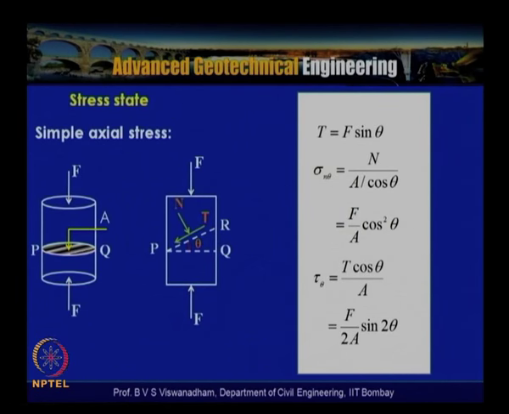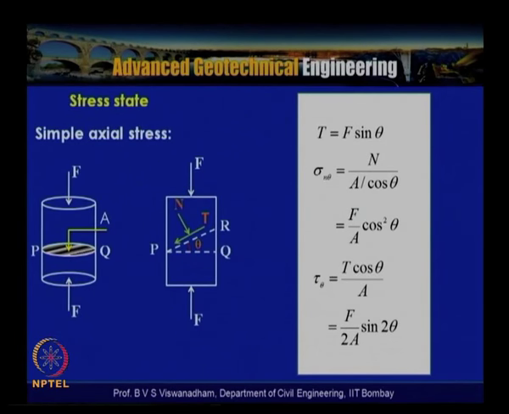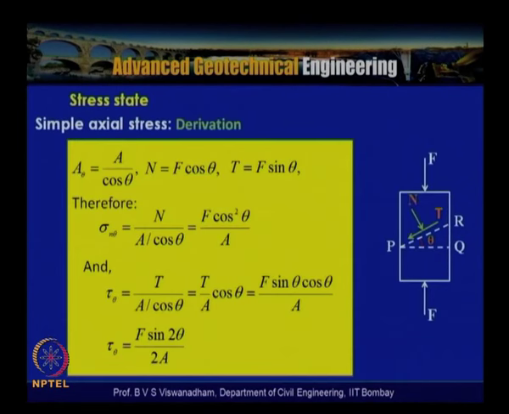Sigma n theta is equal to N by A by cos theta, because A by cos theta is nothing but the area of the plane PR, since it is inclined at an angle theta. So with that we can write sigma n theta equal to F by A cos square theta, and tau theta equal to T cos theta, that is the shear force acting on the area A, which gives F by 2A sin 2 theta. So with this we have got the stresses on the plane PR, sigma n theta and tau theta, and the derivation is worked out like this.